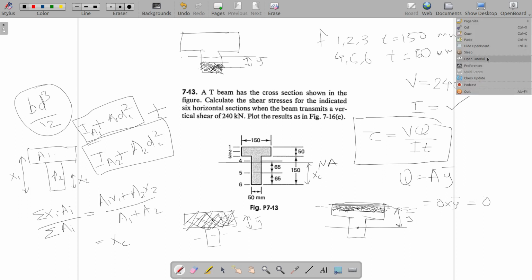Now let's look at the next problem. So please note that you don't need material property here. To calculate shear stress for a given beam with a given load and a certain shape and dimensions, you don't need material property.